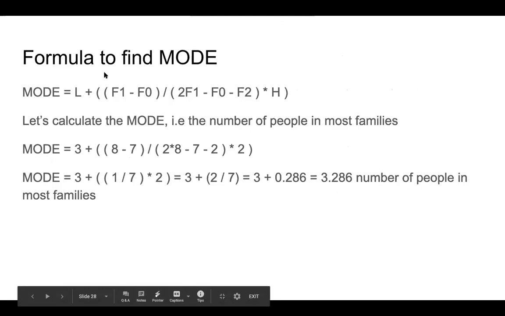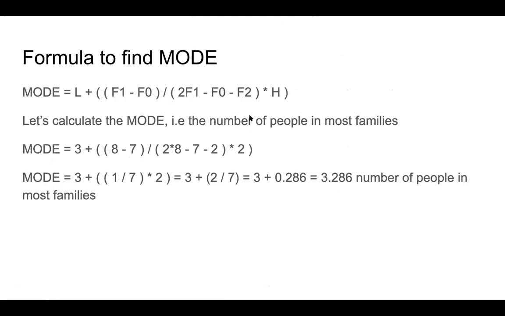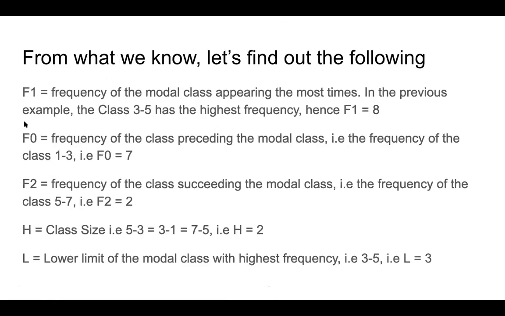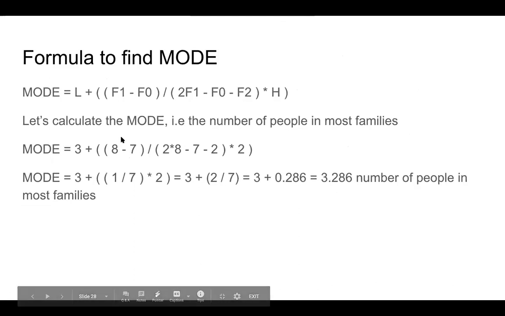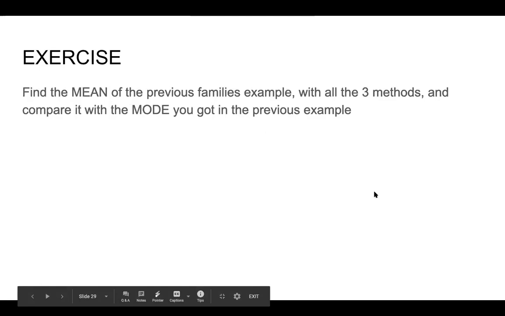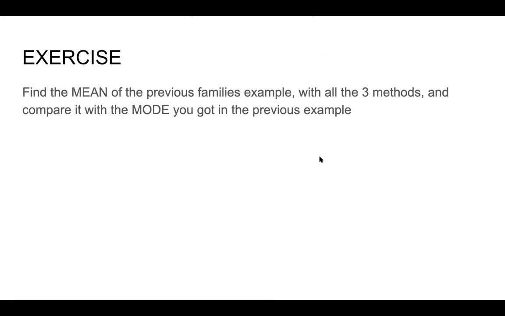And you also need to practice this mode. How do we get this? You need to learn this formula, learn every terminology. What is F1, F0, F2? H is the class size and L is the lower limit. Once you learn that, and once you get the output here, you need to compare this mode with the mean that you found using the 3 methods for the same piece of data.